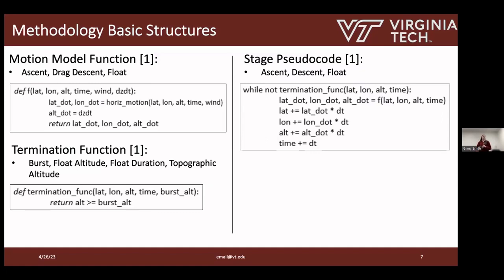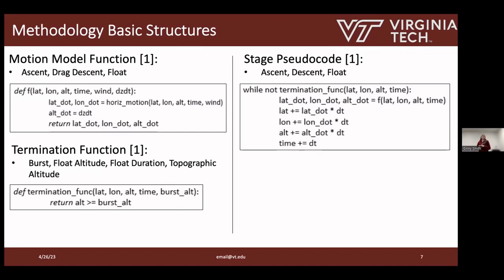These motion models talk about the change in latitude, change in longitude, and change in altitude. You have termination functions in the bottom left. These termination functions are what actually stop your stage from running. So if you're talking about ascent, that's usually a burst altitude as your termination. When it goes above that, you've popped your balloon and then it starts the descent stage.